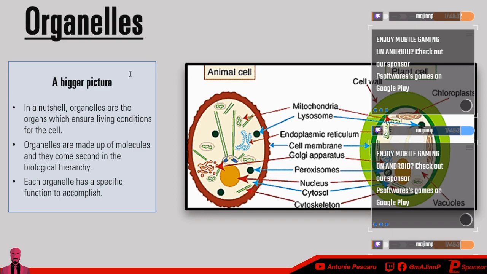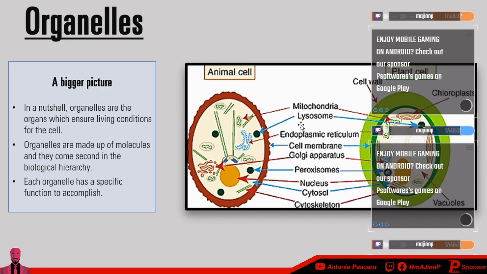organelle will have a very specific function to accomplish. For example, if we take the mitochondria, as we have been taught, it's the most basic thing about what makes energy. It is the powerhouse of the cell. Why? Because it makes energy. It makes adenosine triphosphate, ATP.